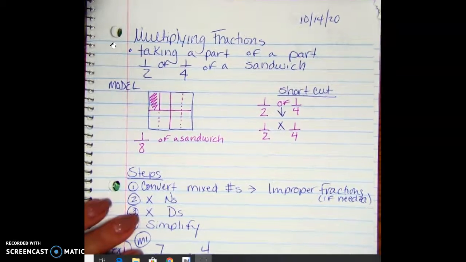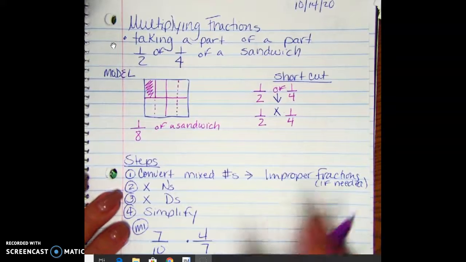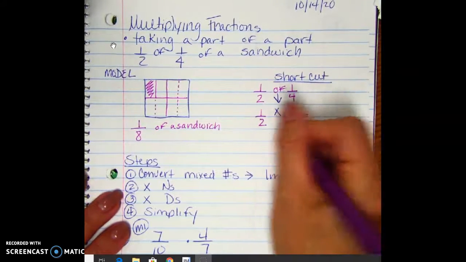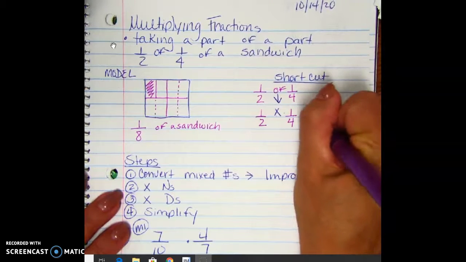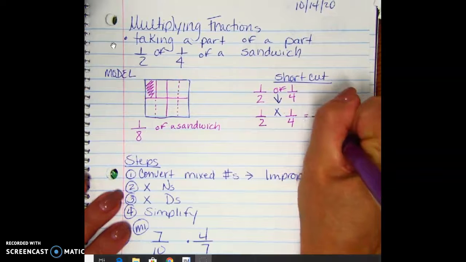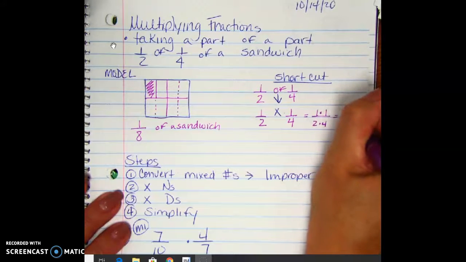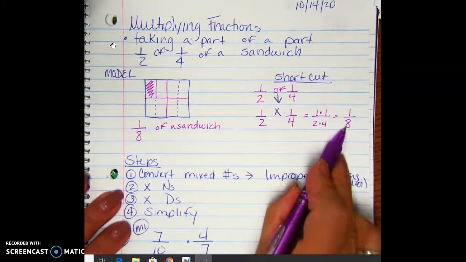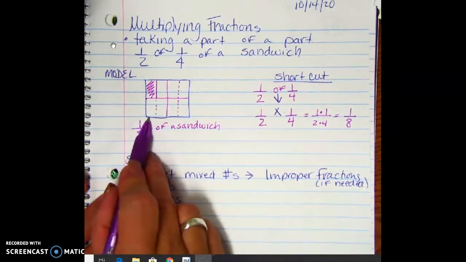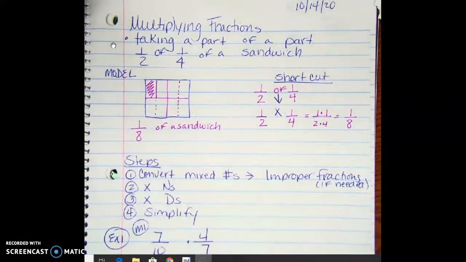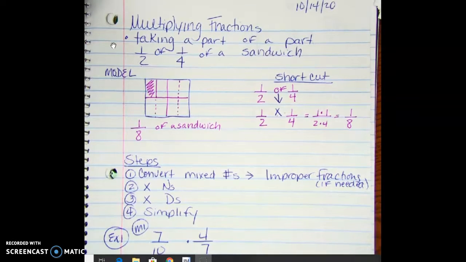Well, the nice thing about multiplying fractions is it's super easy. We multiply the numerators, and we multiply the denominators, and that is our answer. So my 1/8, I didn't have to draw everything. I was able to come up with 1/8. Now that should be your 5th grade lesson, so nice review.